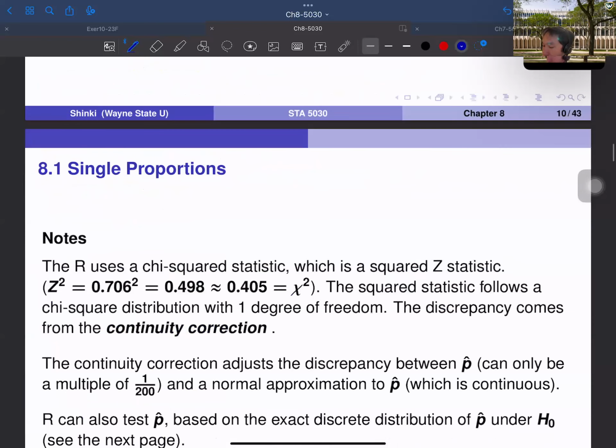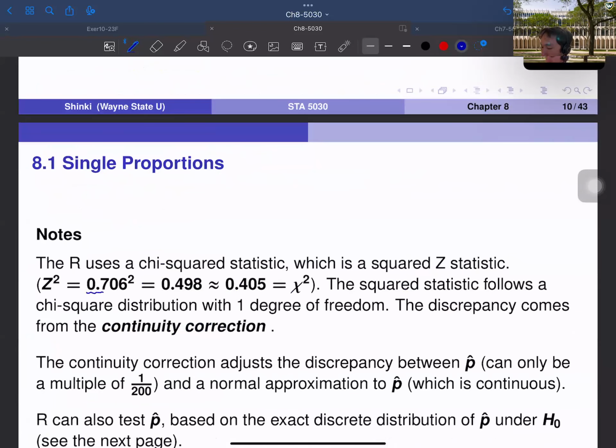That is basically the square of the z value. And actually the z square is 0.498, which is smaller than 0.9498 reported, but this difference is due to continuity correction. We approximate the distribution of p hat by a normal distribution, but p hat has a discrete distribution, so at least we have some errors. If we do continuity correction, then basically we have the same numbers.